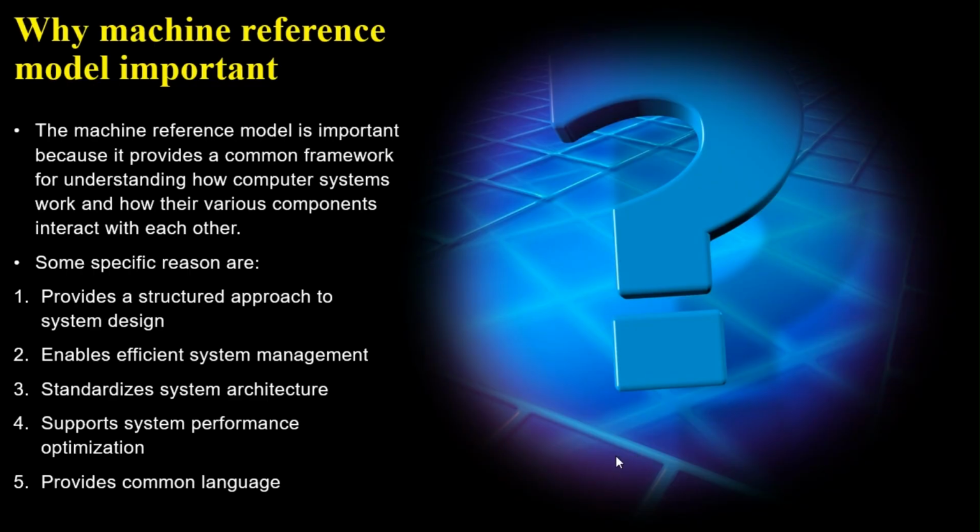Next, why is the machine reference model important? The machine reference model is important because it provides a common framework for understanding how the computer system works and how its various components interact with each other. Some specific reasons are: providing a structured approach to system design, enabling efficient system management, standardized system architecture, supporting system performance optimization, and providing a common language.